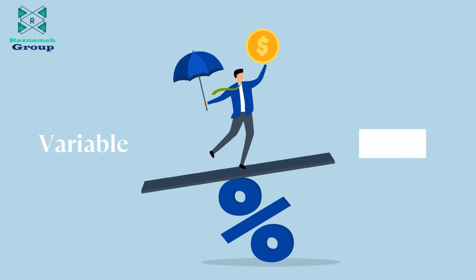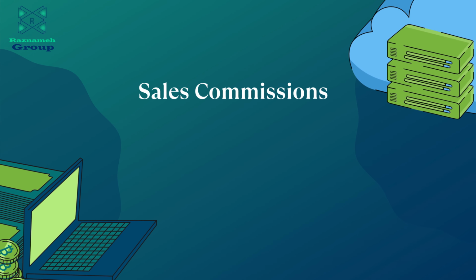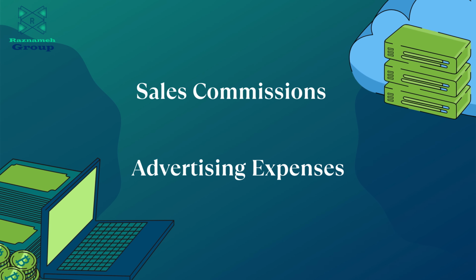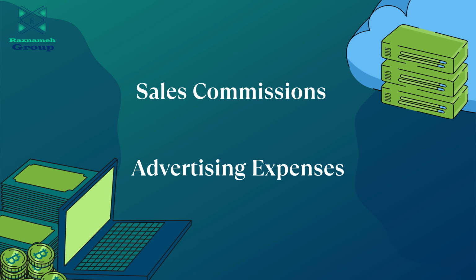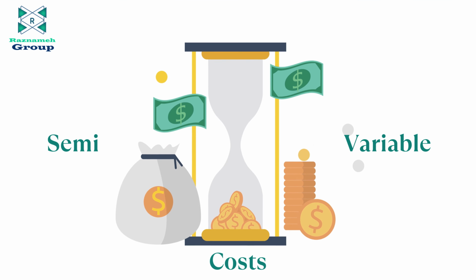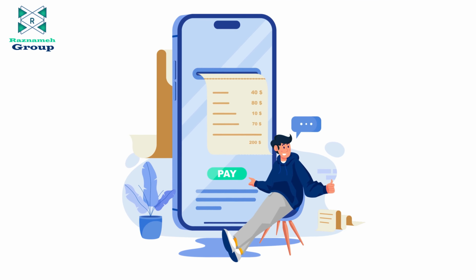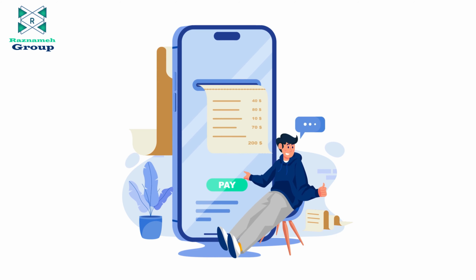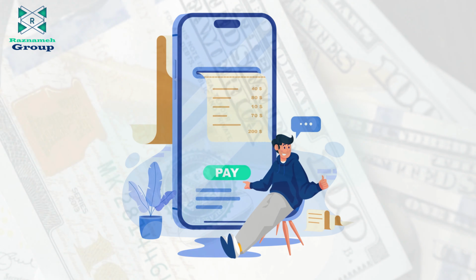Next up, we have variable costs, which fluctuate based on your sales or production levels. These could include sales commissions or advertising expenses, which vary depending on your campaign reach. Finally, we have semi-variable costs, a hybrid of the previous two, like your phone bill with a fixed monthly charge and variable international call fees.